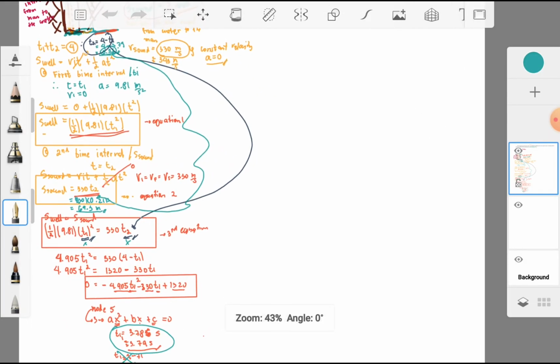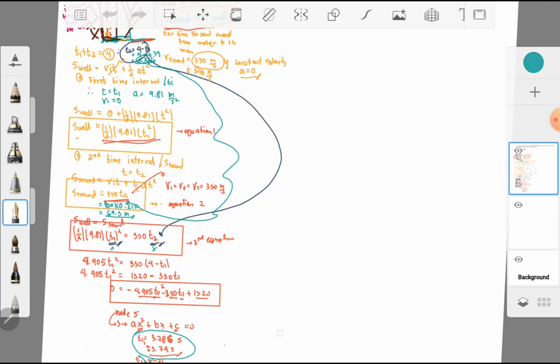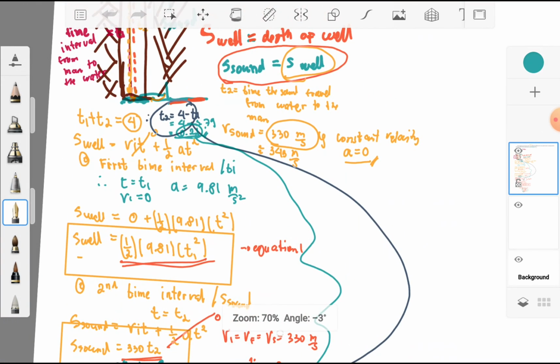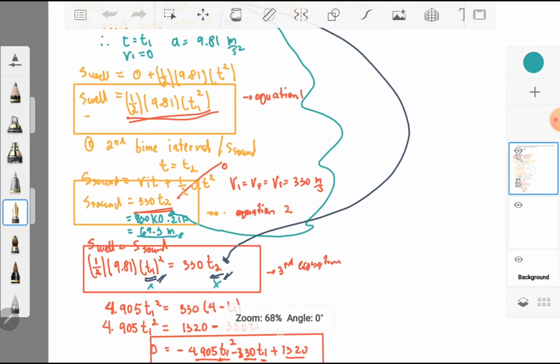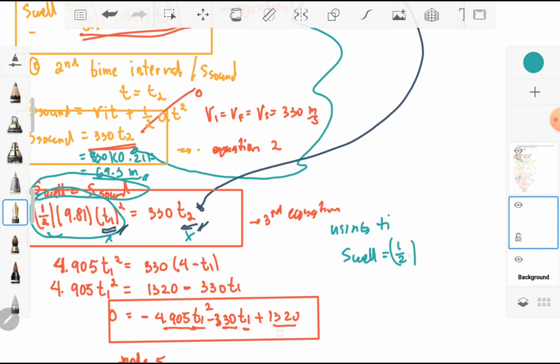So, therefore, as I have said, we have solved for the value of time, which is 3.79 seconds. The next thing to do is to solve for the value of T2, which is 0.21 seconds. Since our S well is equal to our S sound, when you substitute 0.21 into 330, you will have a value equal to 69.3 meters. You may also use your T1, but you would substitute it here. Using T1, our S well is equal to 1 half multiplied by 9.81 multiplied by our T1 squared, which is basically 3.79 squared.